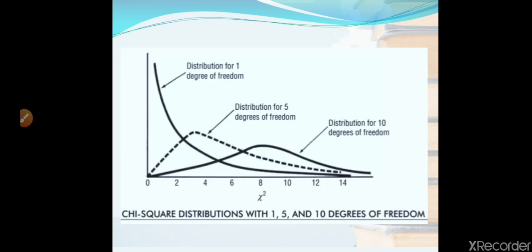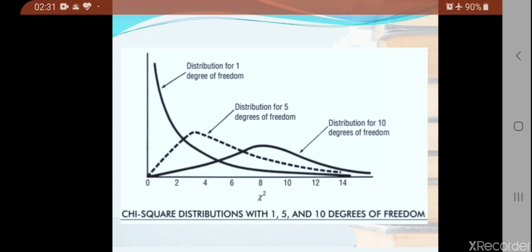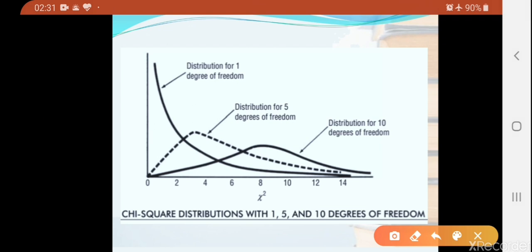The sampling distribution of the chi-square statistic can be closely approximated by a continuous curve known as a chi-square distribution. As in the case of t distribution, there is a different chi-square distribution for each different number of degrees of freedom. This figure shows the different chi-square distributions corresponding to 1, 5 and 10 degrees of freedom.